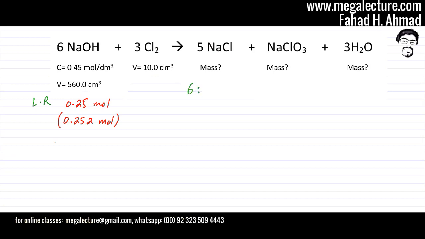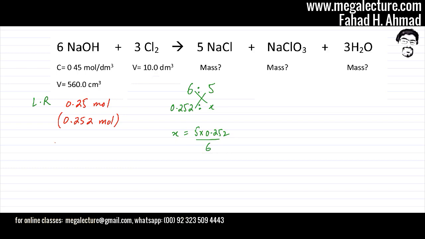Let's find the moles. 6:5, which means that 6 NaOH produce 5 NaCl. So if you have 0.252 moles, to be more accurate in my calculations, 0.252 moles are going to produce how many moles of NaCl? That would be X. I can start solving for X. If I use ratios, the unitary method, cross multiply, X would come out to be 5 multiplied by 0.252, divided by 6.